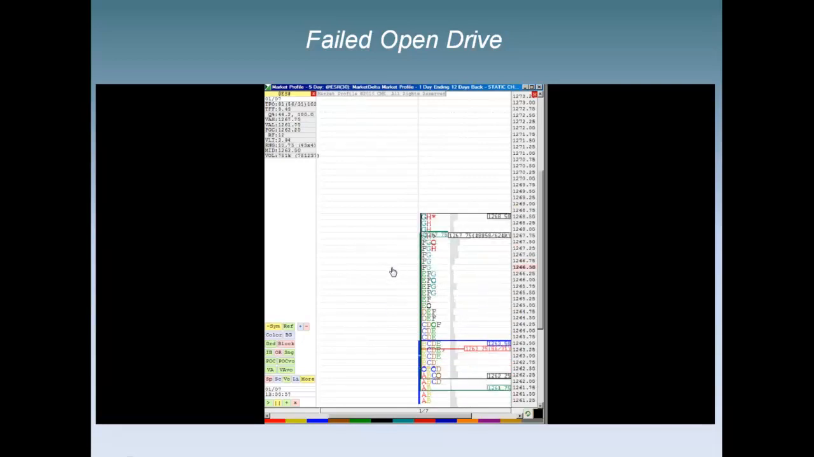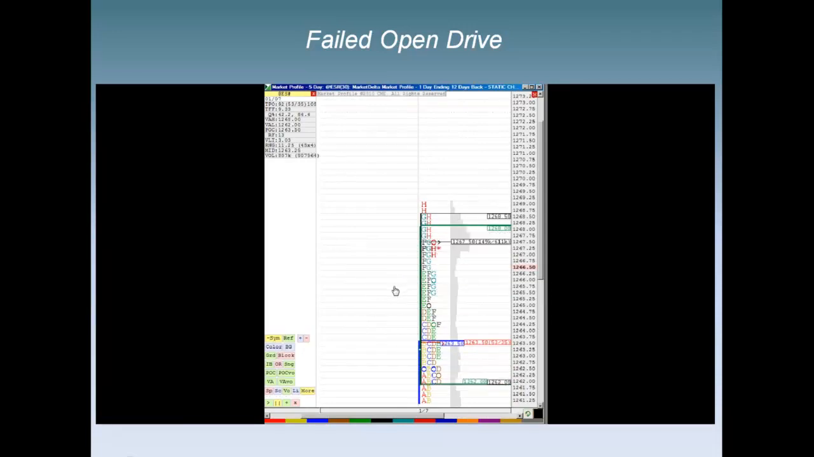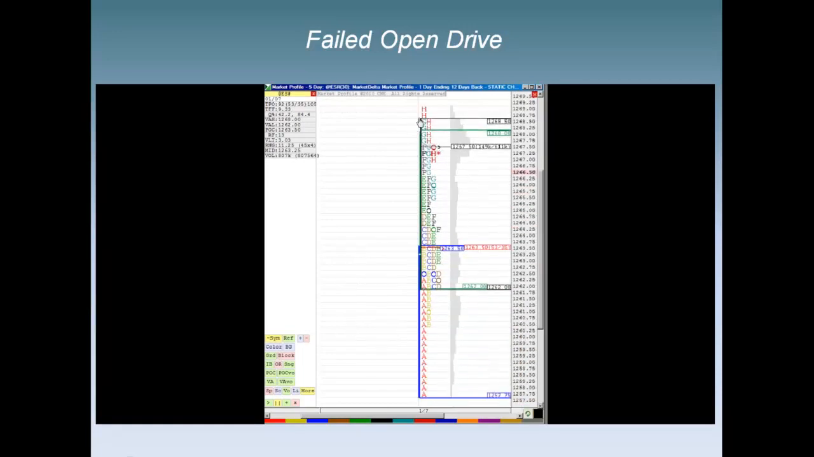Look at that, and it keeps going. And now it's in a completely opposite direction of the original open drive. We actually ended up with a higher high than a lower low for the day, even though we started with a very strong open drive to the downside. So this is a definite failed open drive.